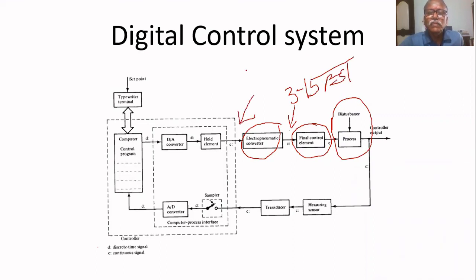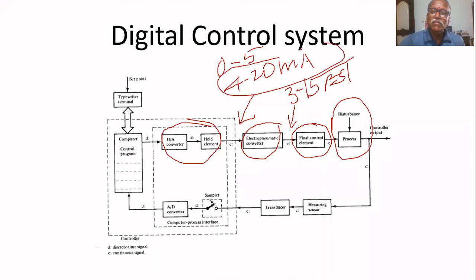Here it is 4 to 20 milliamps. Then this 4 to 20 milliamps is coming here because the DAC gives 4 to 20 milliamps. Let us assume this 4 to 20 milliamps must be converted to, let it be, 0 to 5 volts. That 0 to 5 volt should be converted into 3 to 15 psi to operate this final control element.